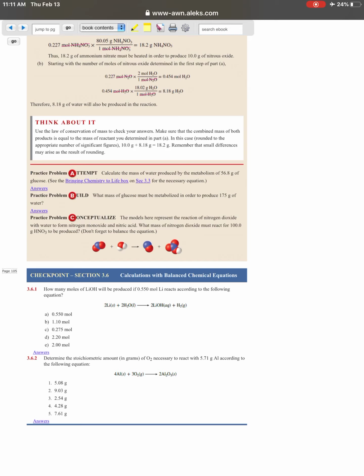You want to do the checkpoints, 3.6.1, which is a mole type calculation, and then 3.6.2, which is a mass calculation. It would be nice if they gave a few more examples of this type of problem, because this is really an important type of problem. You want to work on these as much as you can. It'll be in the ALEX as well, so you'll be working on examples in there. So you'll have hopefully a lot of practice.